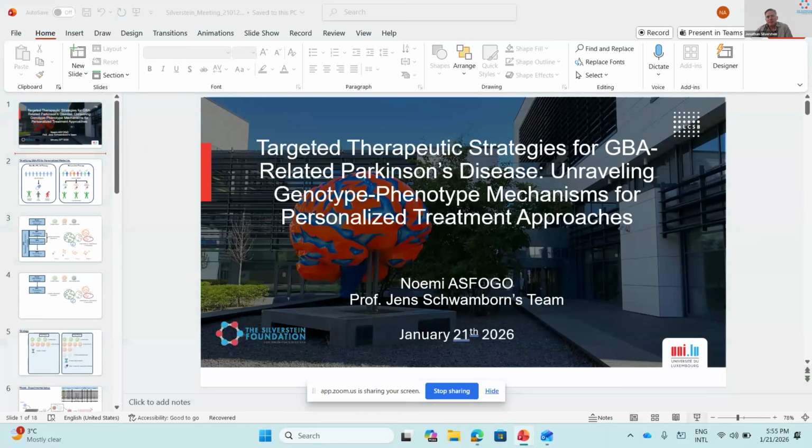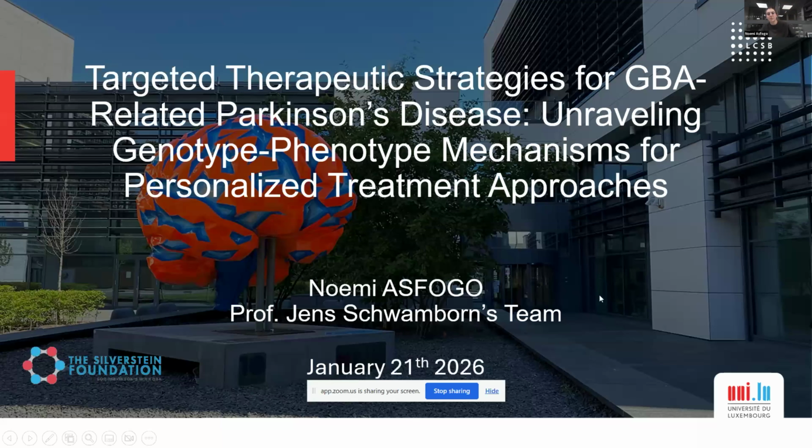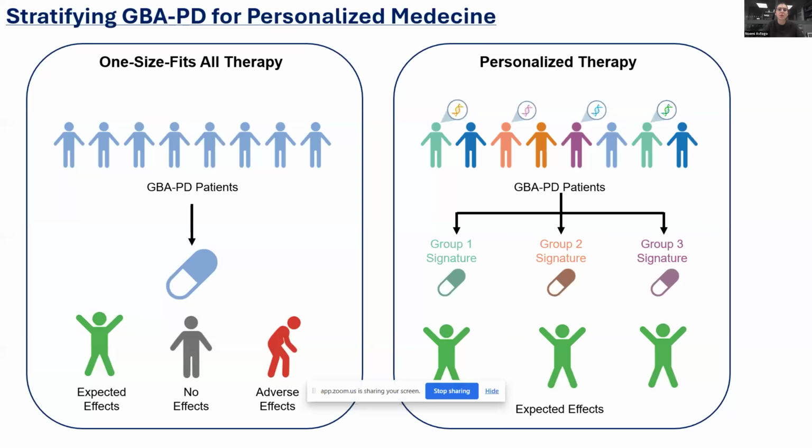Okay, perfect. So hello, everyone. Today I will give a quick update on the project that is going on in our lab in Luxembourg in Jens Schwamborn's team, which is based on the stratification of GBA PD organoids to try to identify different profiles and adapt a personalized therapeutic strategy for each patient.